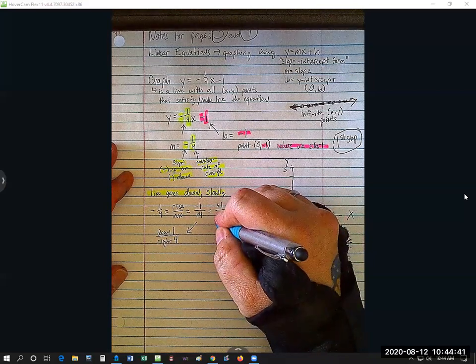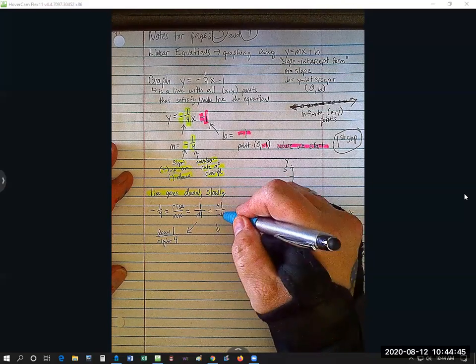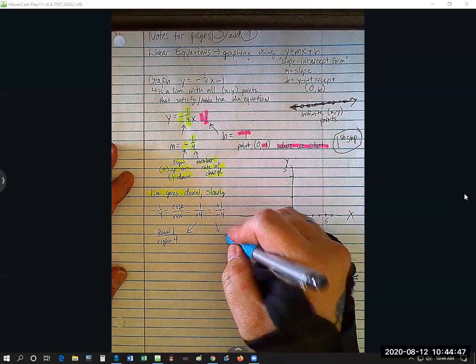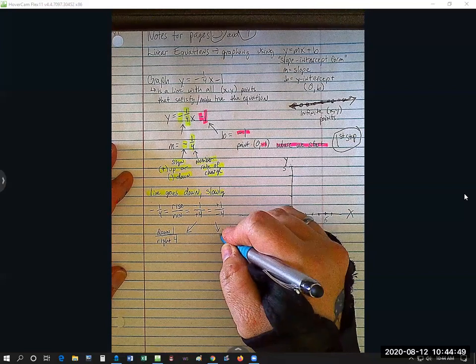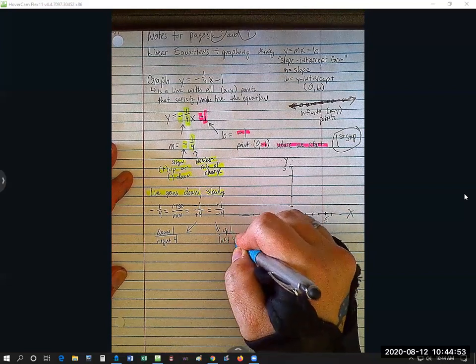What's the opposite of that? The opposite of that is the other fraction, right? We switched the signs, made them opposite. So the opposite of down 1 is up 1, and the opposite of going to the right is going to the left by 4.